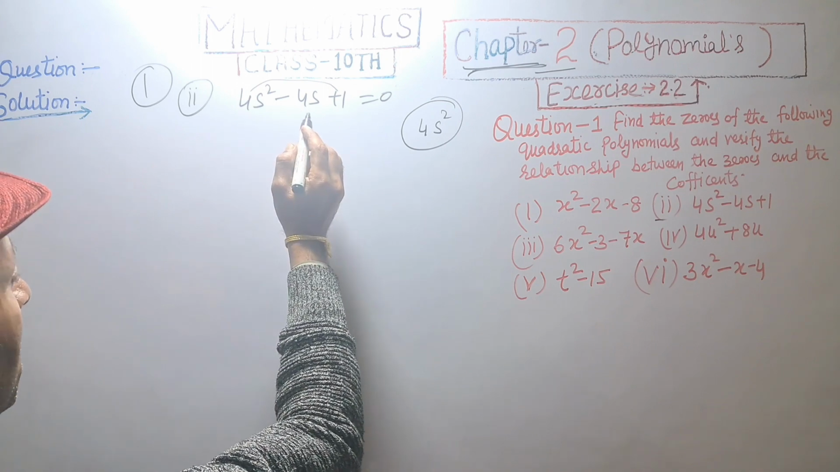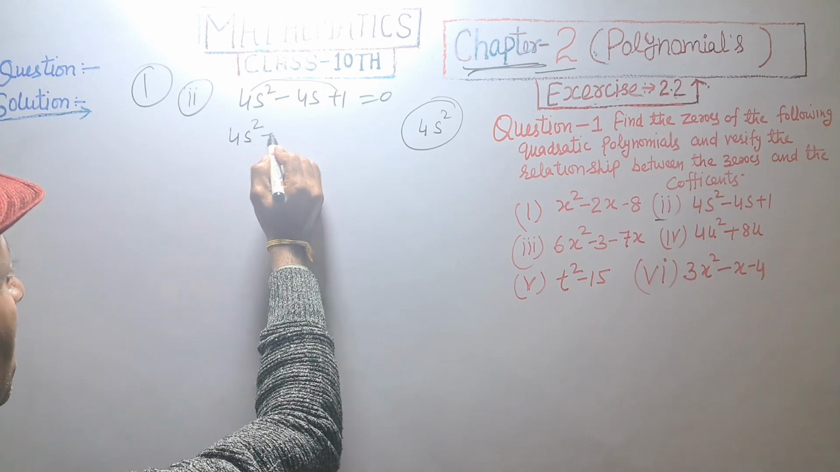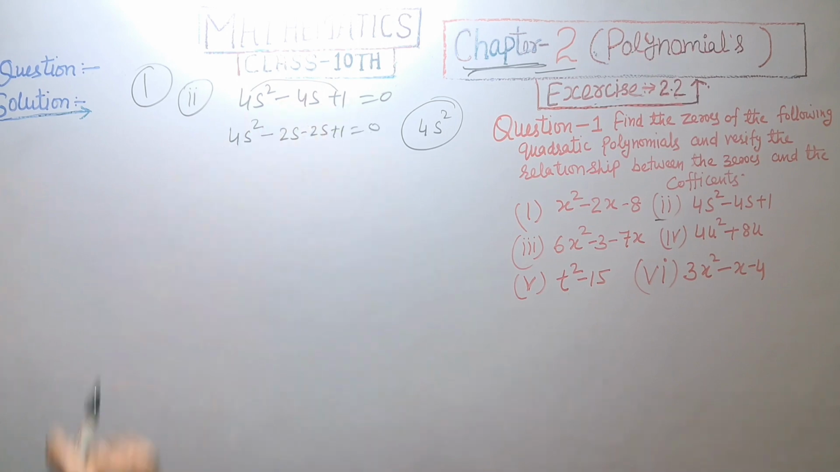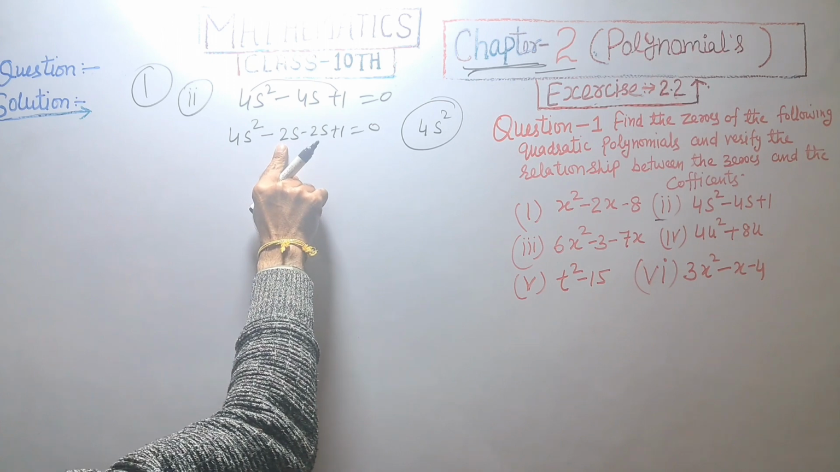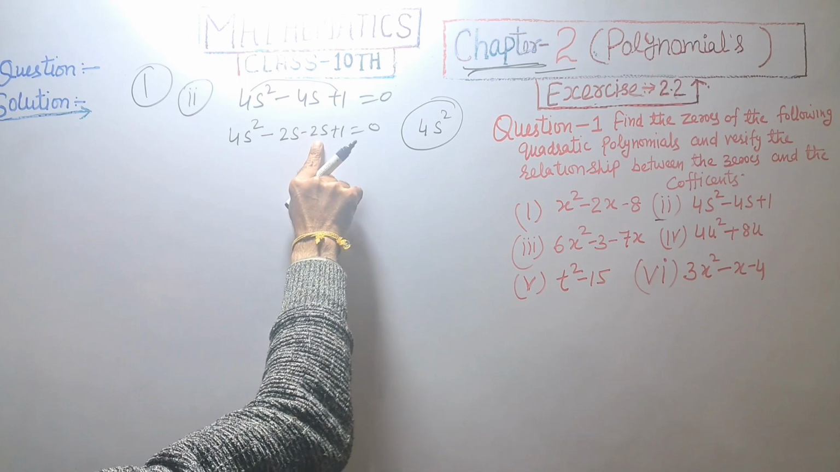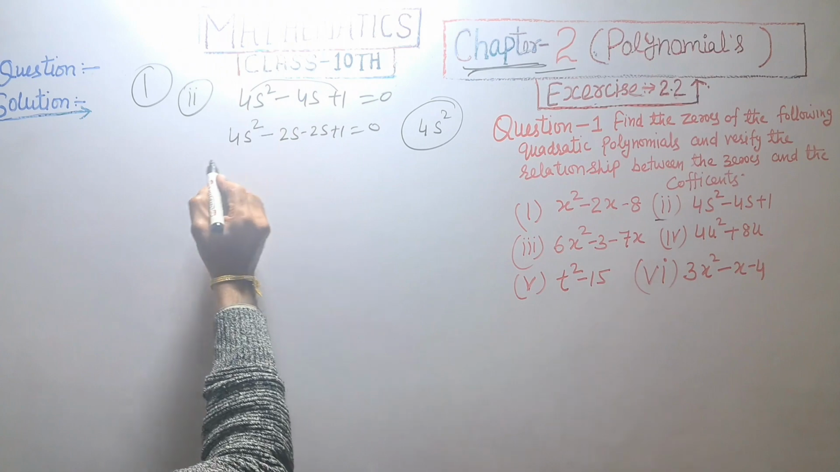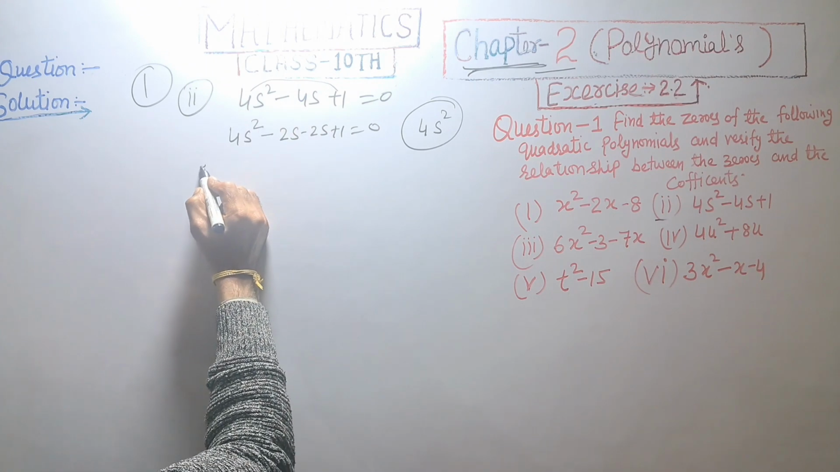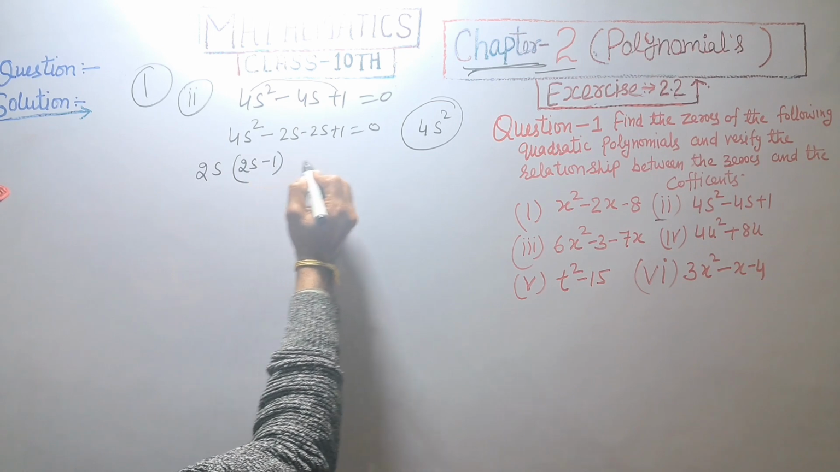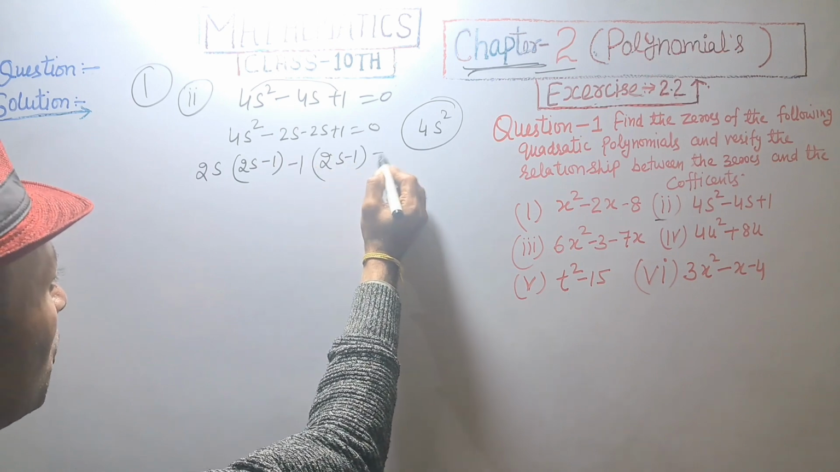We are splitting the middle term: 4s square minus 2s minus 2s plus 1 equal to 0. We are splitting minus 4s equal to minus 2s minus 2s. Product of minus 2s and minus 2s is 4s square, and their sum is equal to minus 4s. We take 2s common: 2s in bracket 2s minus 1, and minus 1 common in bracket 2s minus 1, equal to 0.